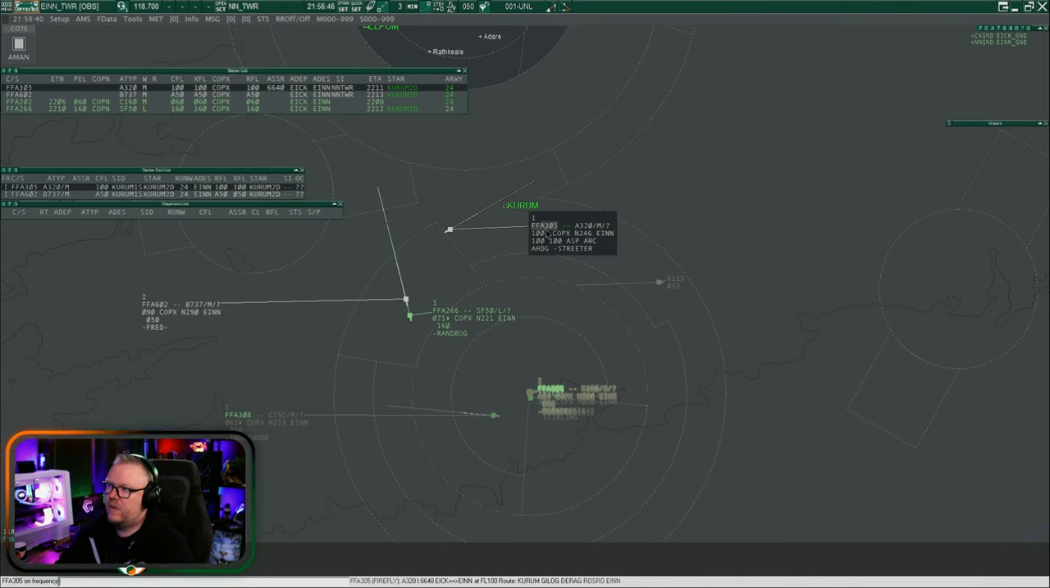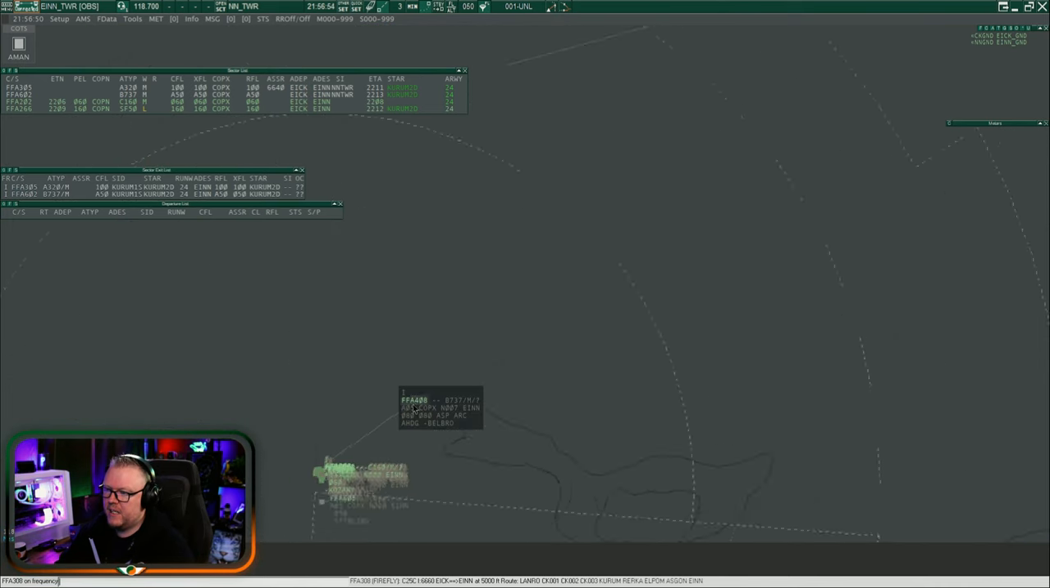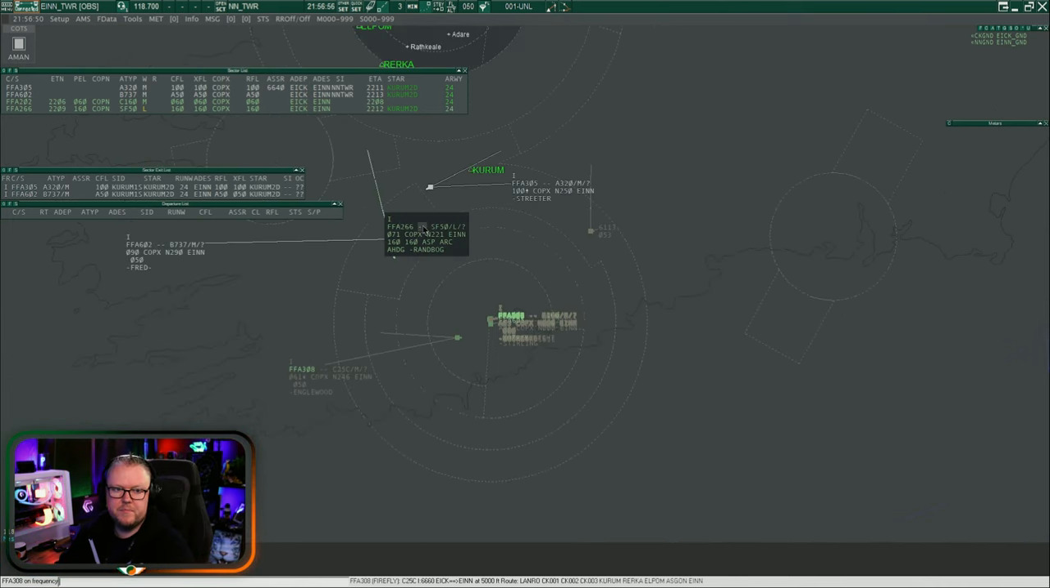So we can see now that we have Firefly 305 approaching Corum. 226 is coming in behind. 308 is well on his way. And we keep an eye then on the rest of the departures.